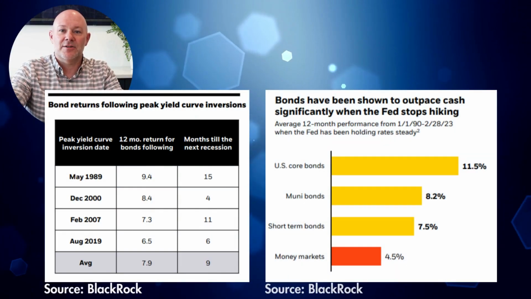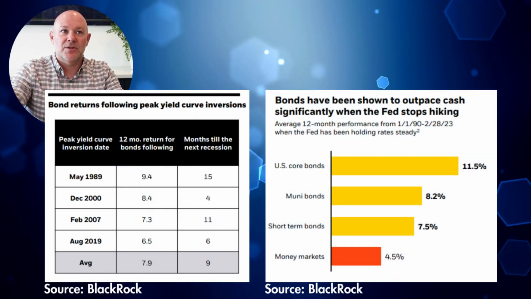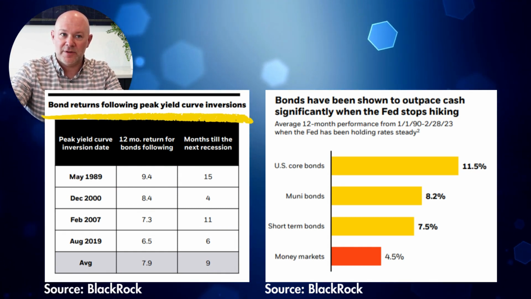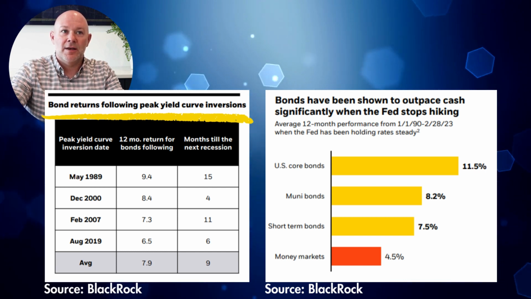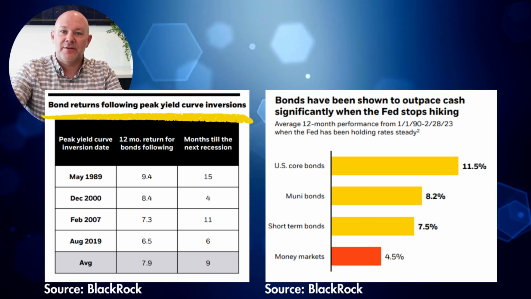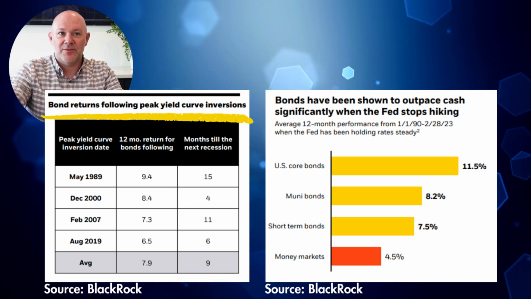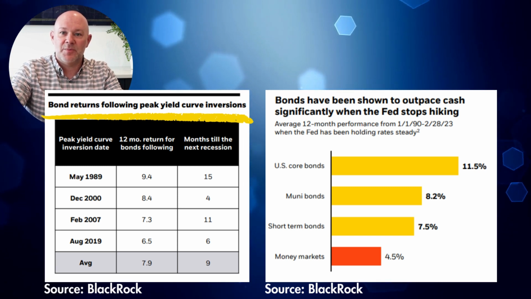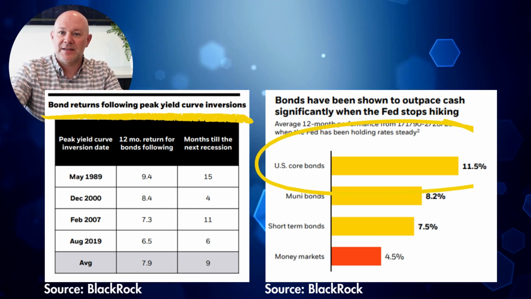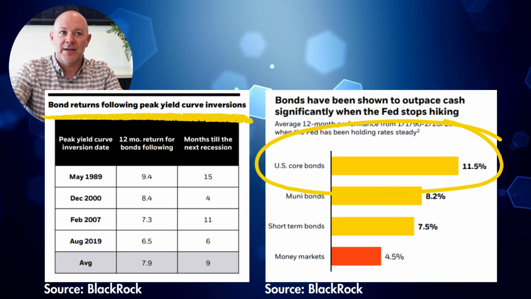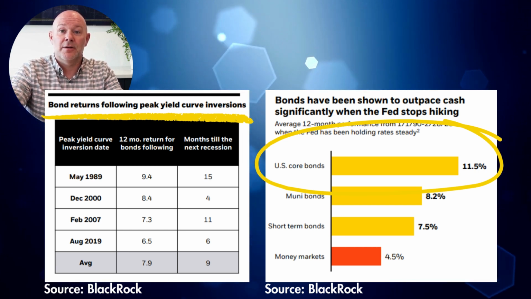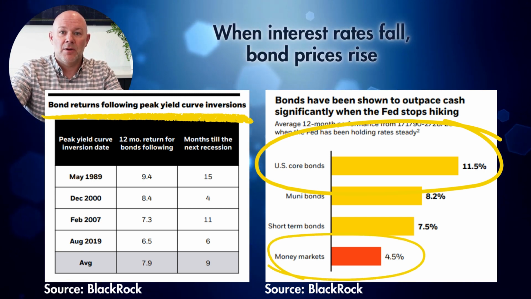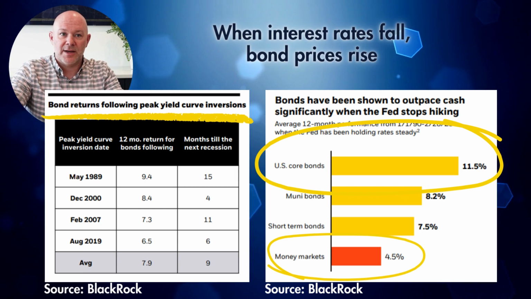So what these two charts are showing is bond returns following the past peak in yield curve inversions, as well as returns after the Fed has stopped hiking interest rates, which both go hand in hand. And you can see that the return we can expect from core bonds, which is investing longer out in maturity, can be significantly higher than money markets. And the reason for that is when interest rates fall, bond prices rise.